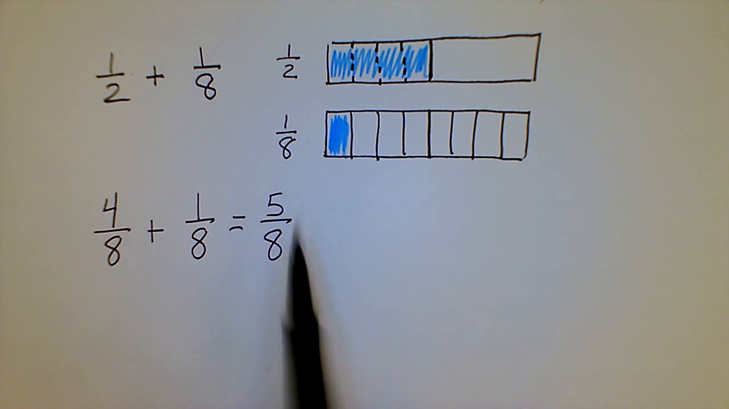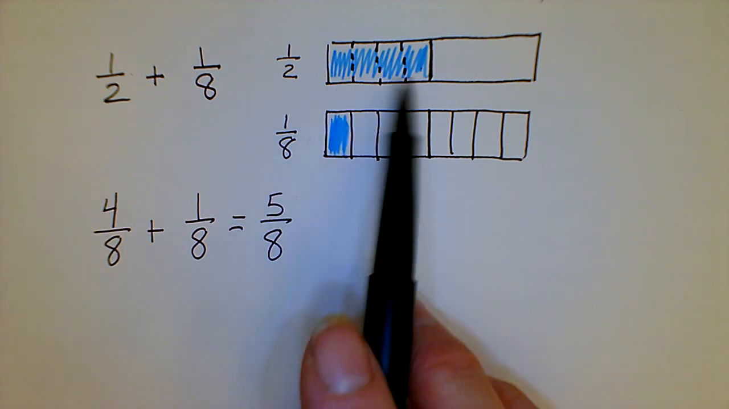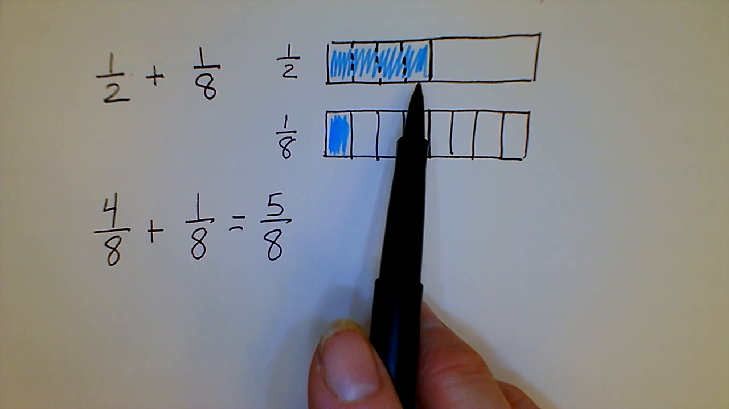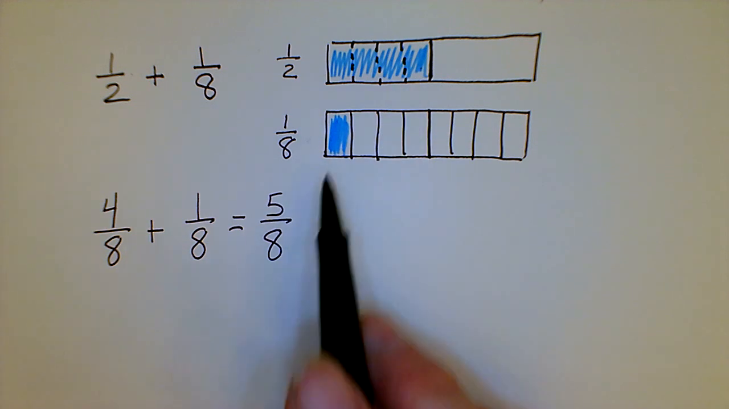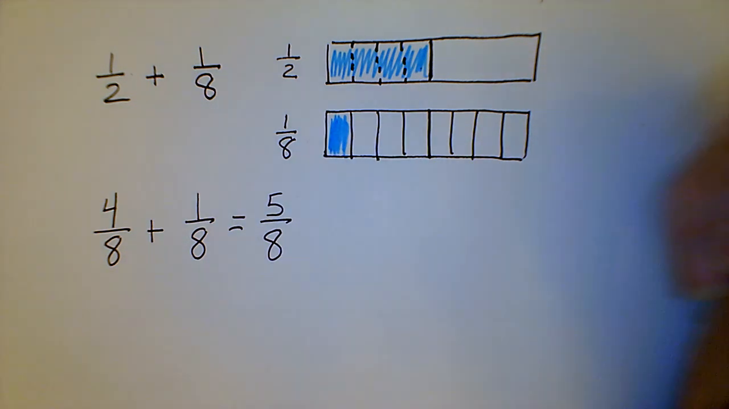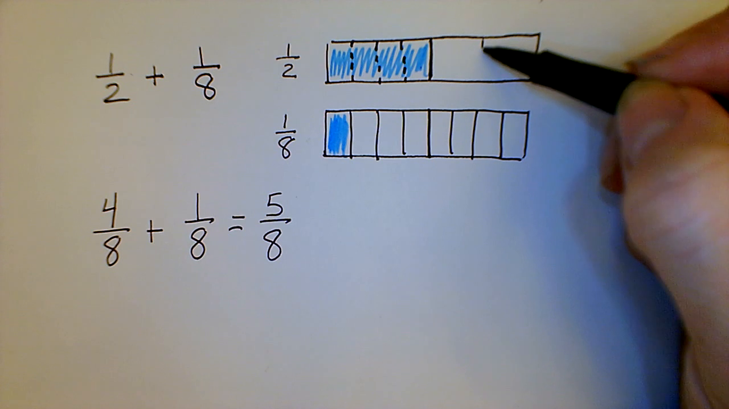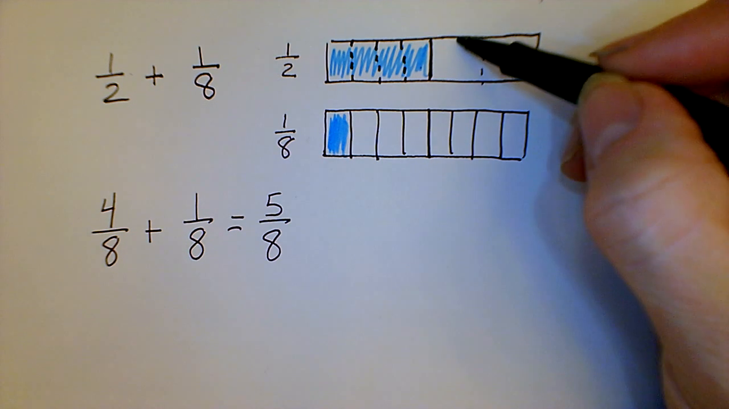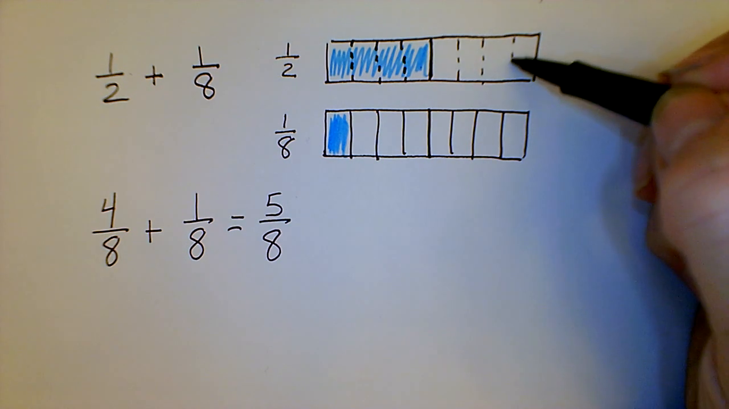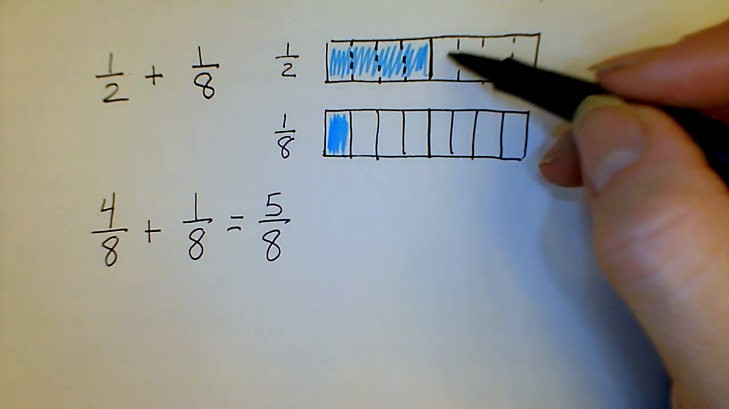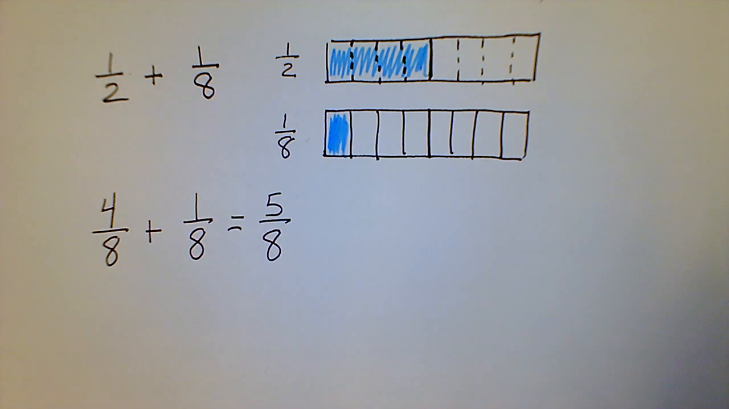Okay, so again, what we did was we took the 1/2 and we decomposed it to make units that would match up with 1/8. We turned it into eighths. And I actually could have gone ahead and decomposed the entire thing to show that we now have 1, 2, 3, 4, 5, 6, 7, 8.